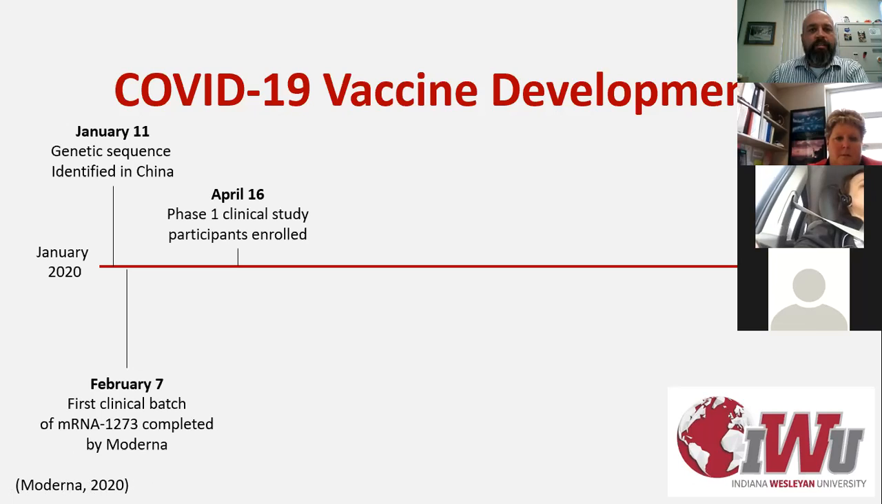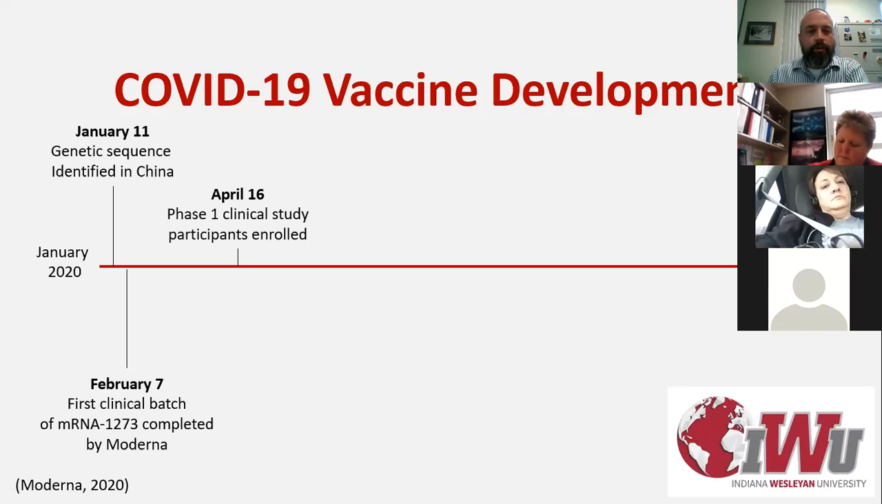So I told you February 7th, the first batch of vaccine was completed. And by April 16th, just a little over 2 months later, participants were enrolled in the phase 1 clinical study. We're going to go into more detail on clinical studies shortly, but this is a multi-level, multi-phase kind of gradually growing study that helps to determine and ensure the efficacy and the safety of a new vaccine.